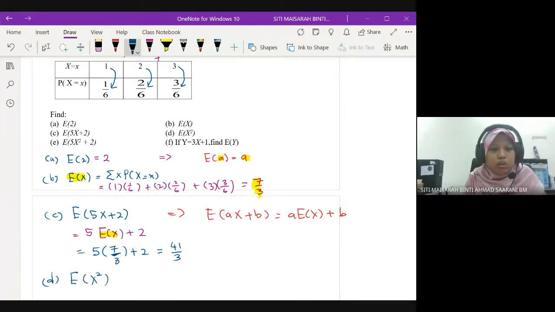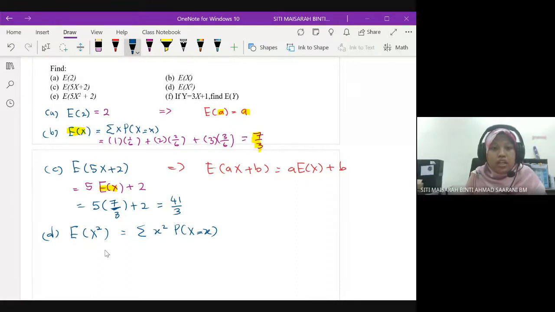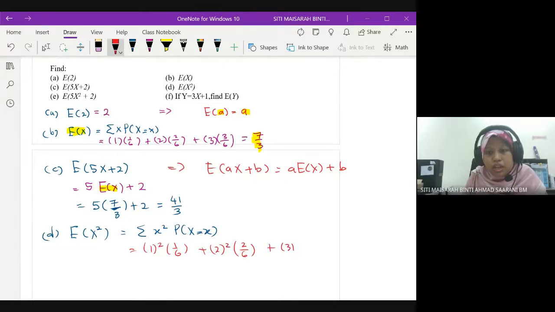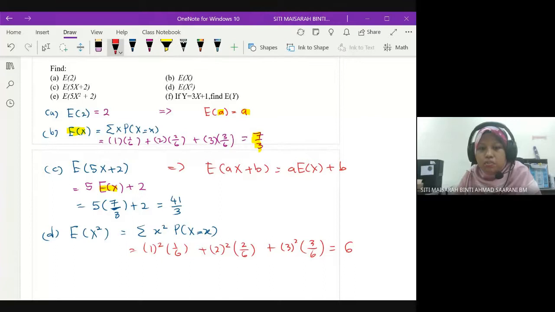Okay, so this is similar with B, but we must square the X. So actually expectation of X square is actually sum X square multiply PX equals to X. Okay, so jadi X square tu kita kena squarekan dah. So then it's become 1 square multiply 1/6 plus 2 square multiply by 2/6 plus 3 square multiply by 3/6. Then we calculate using calculator, we get 6. This one is we get 6.